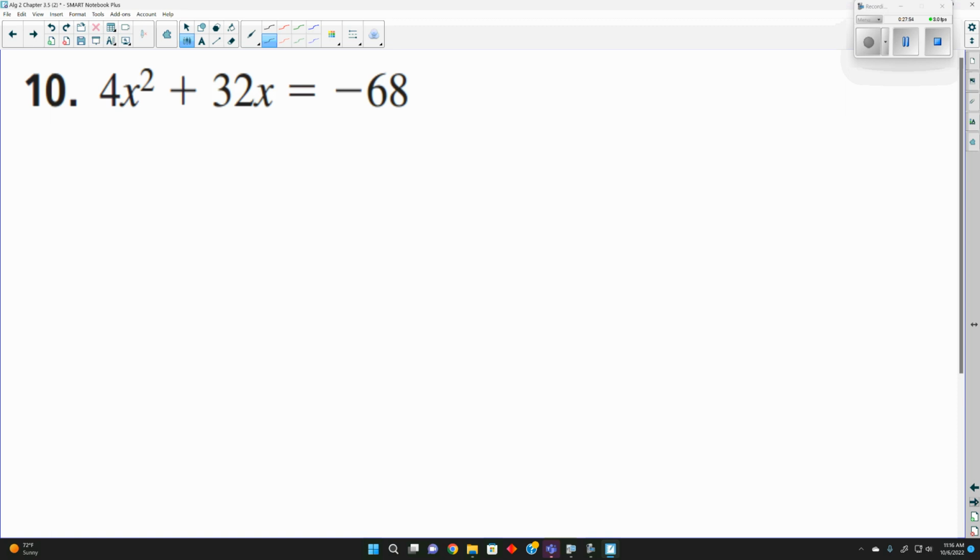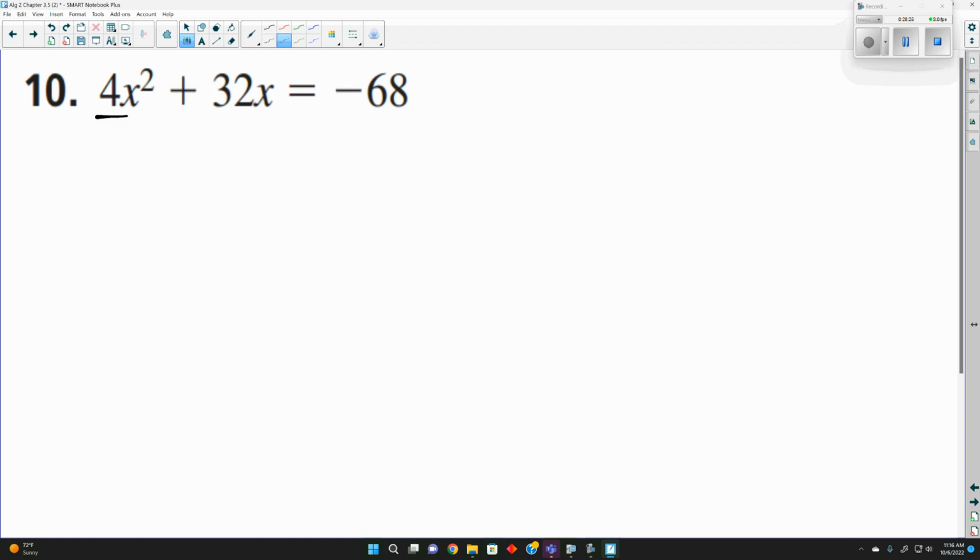We don't have to move it over, especially if we're doing completing the square. The only time we want this here to be 0 is if we're graphing or factoring. If we're doing completing the square, we can leave it there. If we're graphing, factoring, or our last method, the quadratic formula, we want it equal to 0. If we're using one of those 3 methods, we want it equal to 0. Completing the square, we can leave it there.